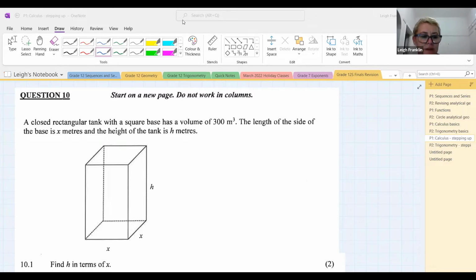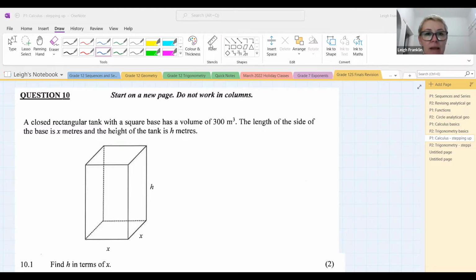If they say to us find H in terms of X, which letter needs to be the subject of the formula? The H, exactly, quite right. So the H needs to be the subject of the formula.